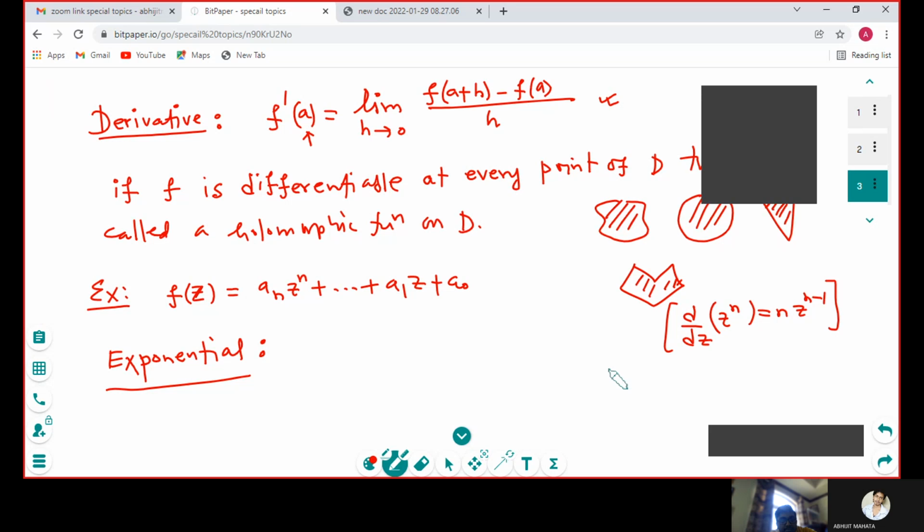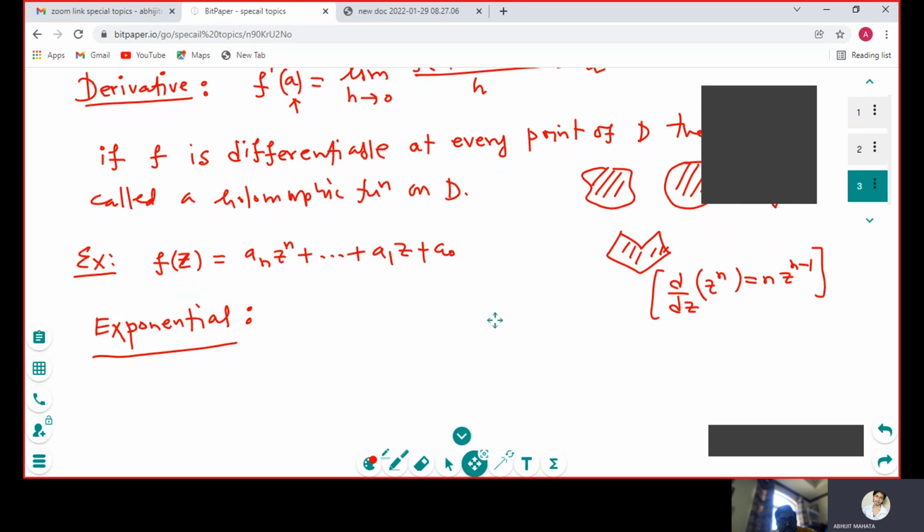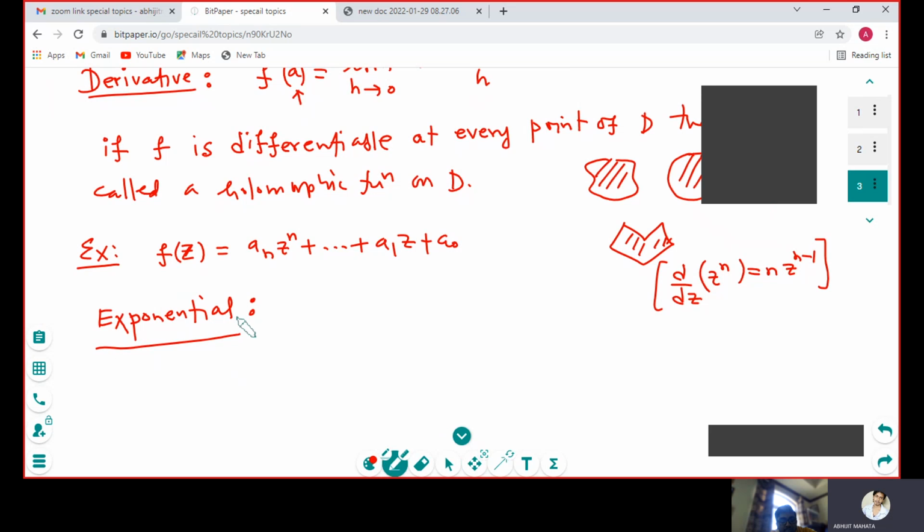All the theorems are true. But the problem here is, what is the definition for sin z and cos z? You need to go to the exponential function e to the power z first. So let me tell you how it is defined. It is basically the limit, as n goes to infinity, of the sequence 1 plus z by 1 factorial plus z square by 2 factorial plus dot dot plus z to the power n by n factorial.